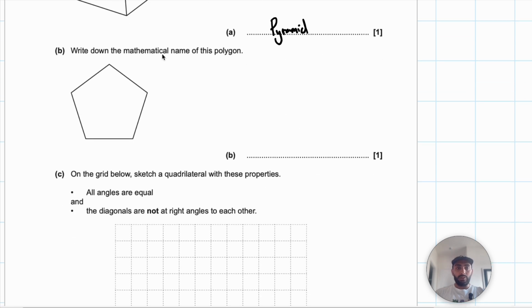Part B. Write down the mathematical name of this polygon. So we're just naming this shape. It has 1, 2, 3, 4, 5 sides. So that means it's going to be a pentagon.